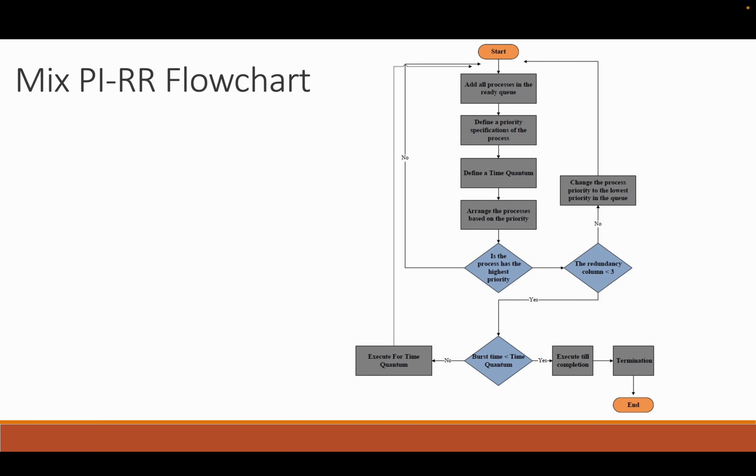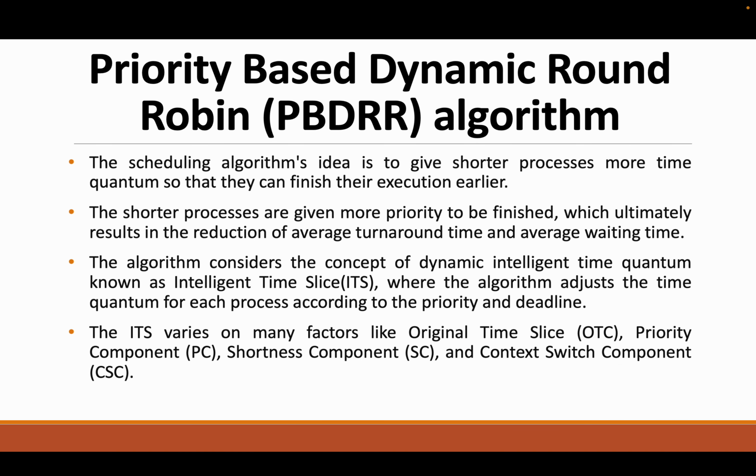Thank you, Srinivas. So I'll be explaining the priority-based dynamic round robin, which combines the priority algorithm and the traditional round robin algorithm, therefore avoiding limitations that are usually present in scheduling algorithms. This particular algorithm was implemented on real-time systems.